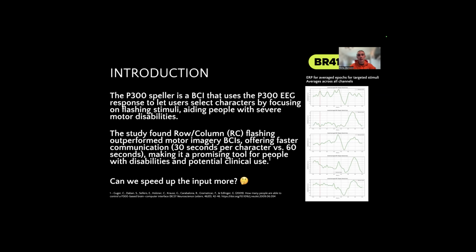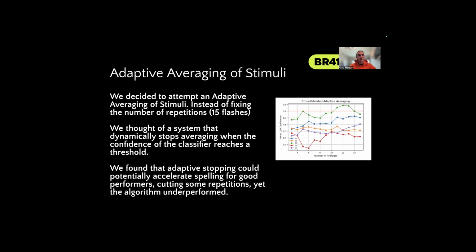We performed the event-related potential analysis, and we decided to make adaptive averaging of stimuli. Instead of fixing the number of repetitions at 15 flashes, as was done before, we tried to decrease this amount. We thought of a system that dynamically stops averaging when the confidence of the classifier reaches a threshold. In our case, it's 80%.